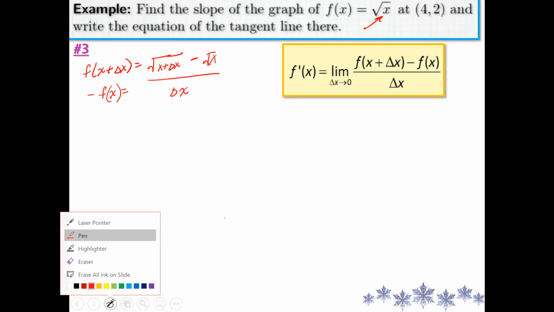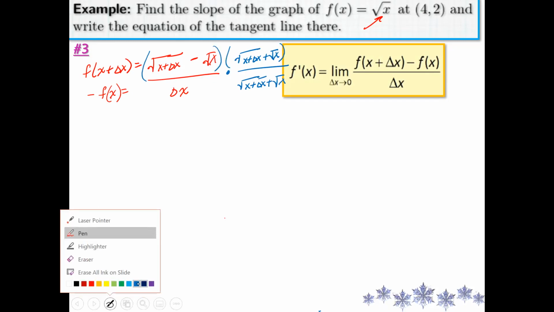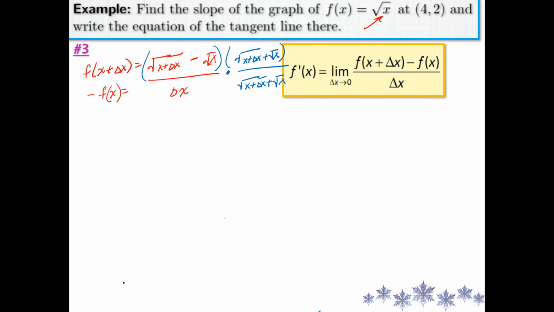If I were to apply the limit definition right now, it will become a 0 in the denominator, so it wouldn't work. So you're going to go ahead and multiply by the conjugate, top and bottom, because you're pretty much multiplying by 1 then. And then you're going to FOIL the top. When you're foiling the numerator, your first is just going to be x plus delta x, because the square root cancels. So there is F for first.